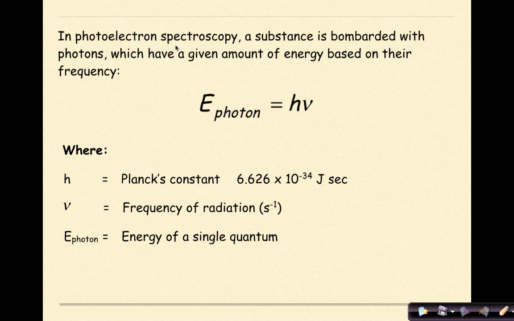In photoelectron spectroscopy, a substance is bombarded with photons, which have a given amount of energy based on their frequency. So here we have the formula. The energy of a photon is equal to Planck's constant times the frequency. Planck's constant, of course, is 6.626 times 10 to the negative 34 joule-seconds. We have nu, which represents the frequency of radiation in cycles per second, and E is the energy of a single quantum.